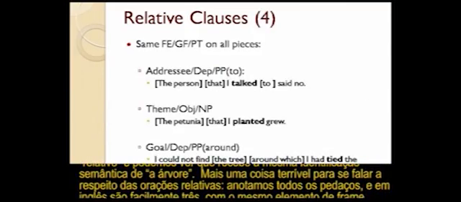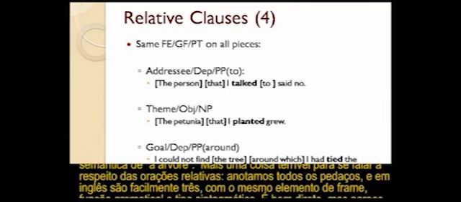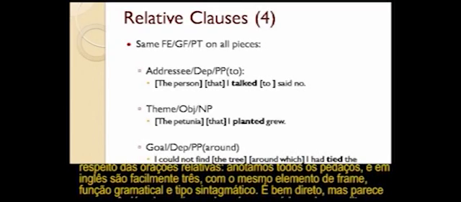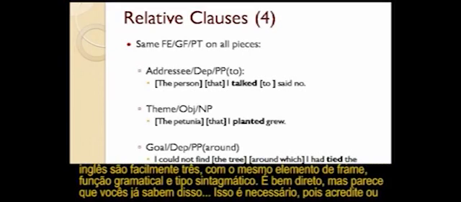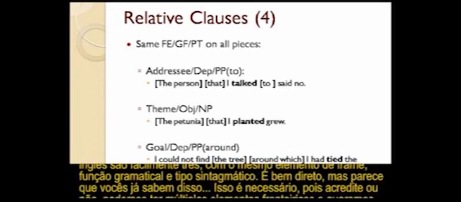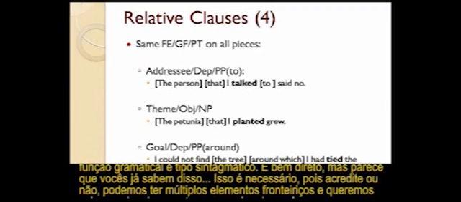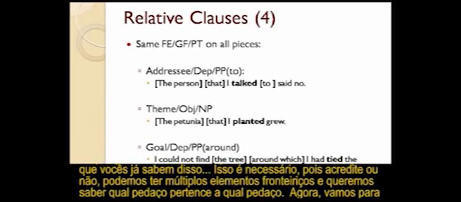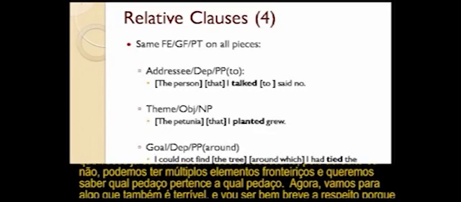One more terrible thing to say about the relative clauses. We annotate all the pieces, and in English there can easily be 3, with the same frame element, grammatical function, and phrase type. So that's pretty straightforward, but you just need to know that. This is actually necessary because, believe it or not, you can have multiple fronted elements, and so you want to know which piece belongs to which piece.